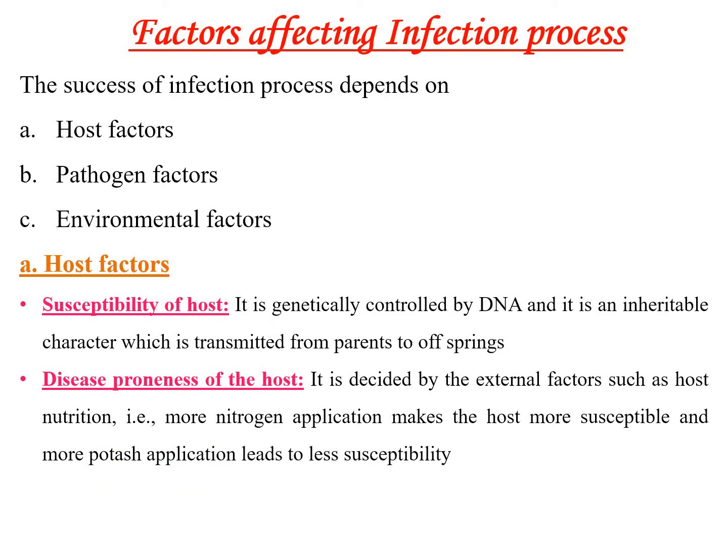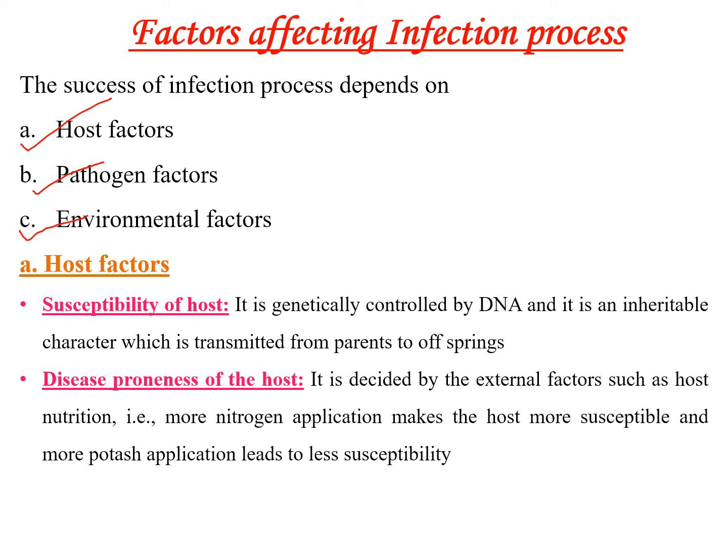Coming to the different factors affecting the infection process. These factors can be divided into three categories. First one is the host factors, second pathogen factors, and third environmental factors. So now let us discuss each one by one. Coming to the host factors, first one is the susceptibility of the host. This susceptibility nature of the particular host is controlled by DNA and it is an inheritable character that is transmitted from parents to the next offspring.